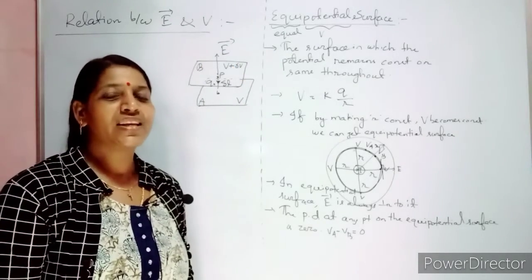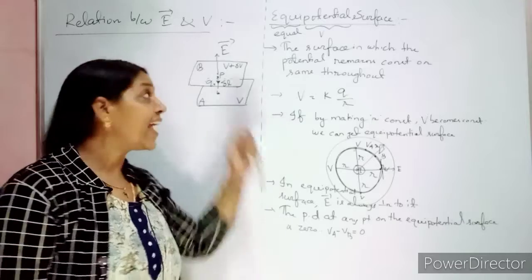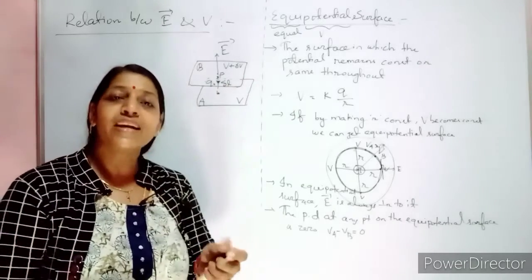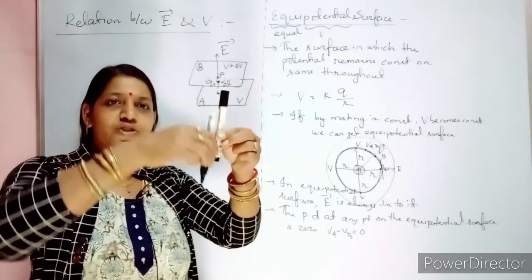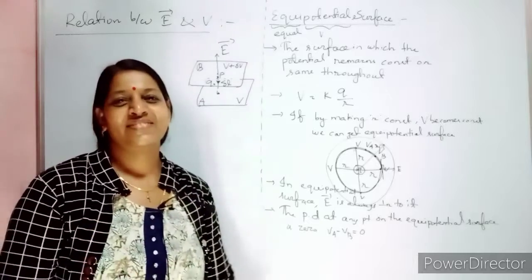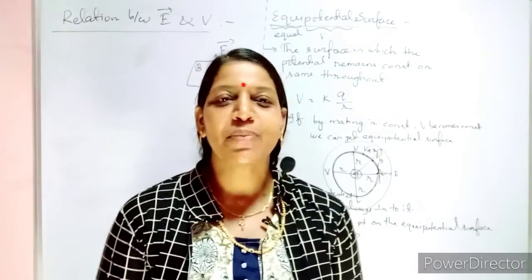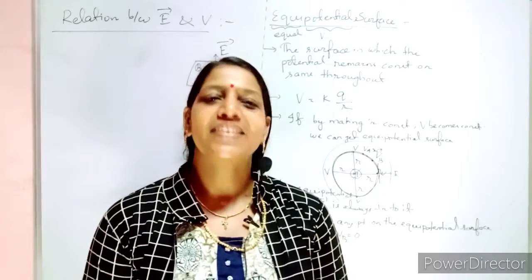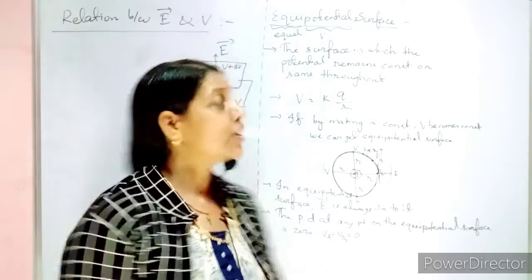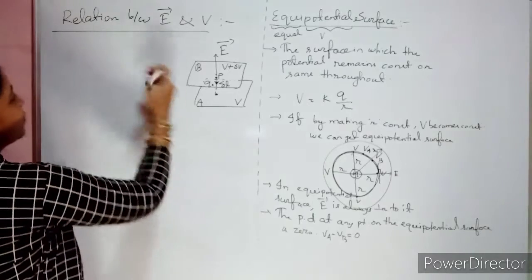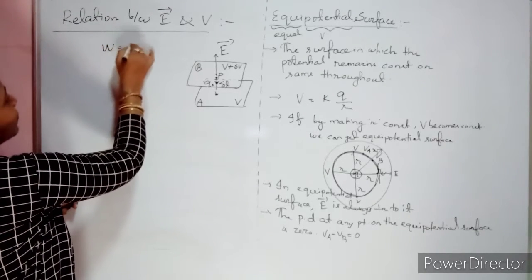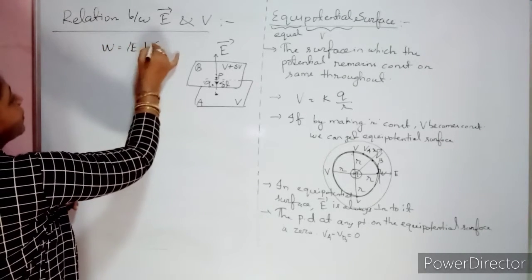So what are you doing? You are doing work against the electric field, because the electric field is up and you are bringing the charge down. As you are bringing the charge against the electric field, what will be the work done? The work done W equals E mod del L.